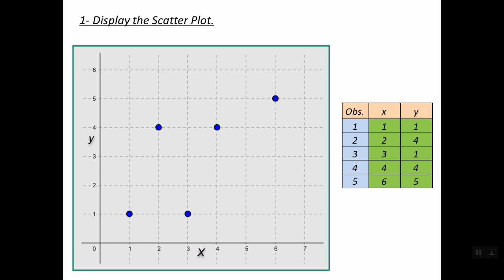This is the first part. This is the display of the scatter plot. As we see here, we can conclude simply that there is a positive relationship between the two variables, x and y. So we have a positive correlation.